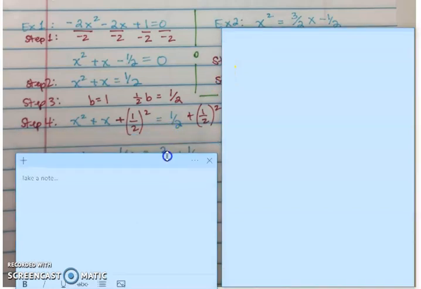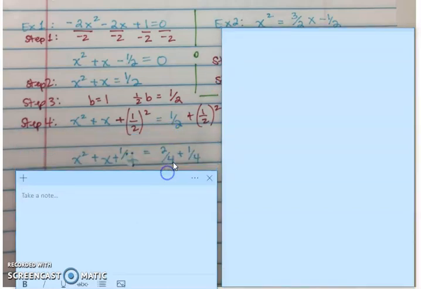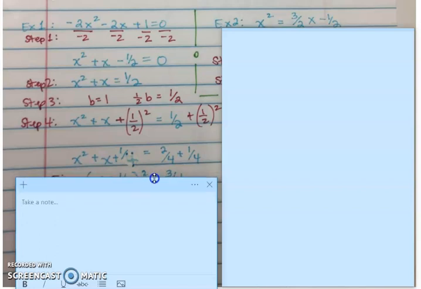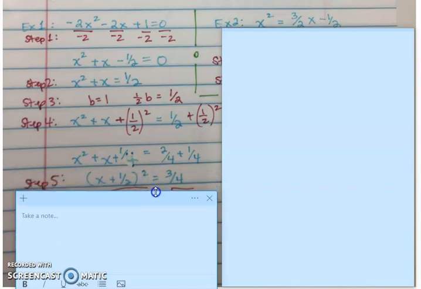That's going to become 1/4, so I just went ahead and did on the next step, simplified that. On the right side, in order to add 1/2 to 1/4, I need a common denominator, so I made that 2/4, and 2/4 plus 1/4 is now 3/4. On step 5, it says to factor this, creating a perfect square.